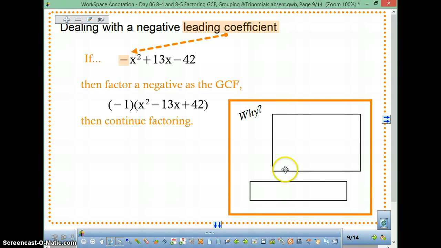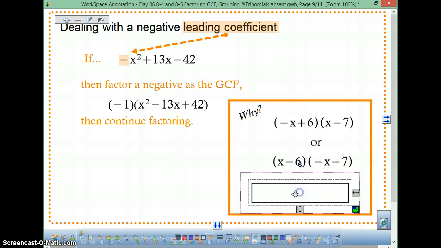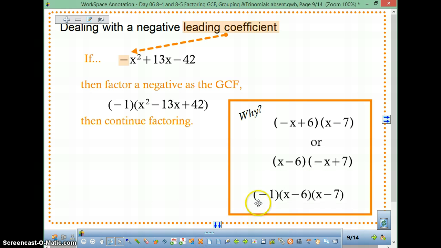Why do we have to do that? Here's why. If you just try and factor it like this, then some of you are going to end up with this as your factors, and some of you are going to end up with this. Can you see how the signs are just different? By convention, so that we all get the same answer, we need to factor it out as negative 1 times x minus 6 times x minus 7. Let's give it a try.